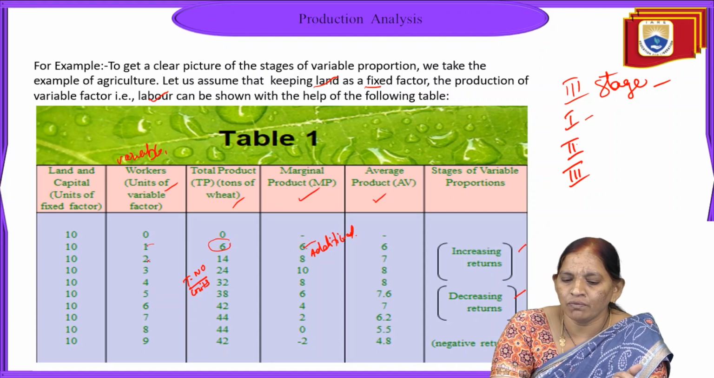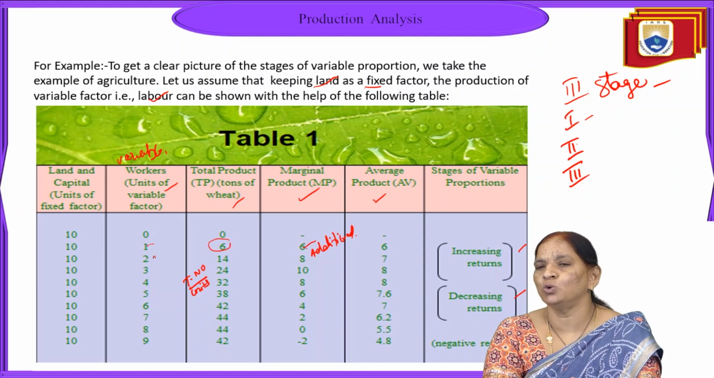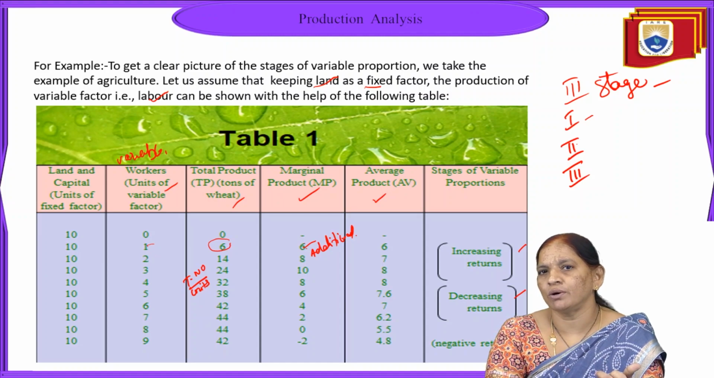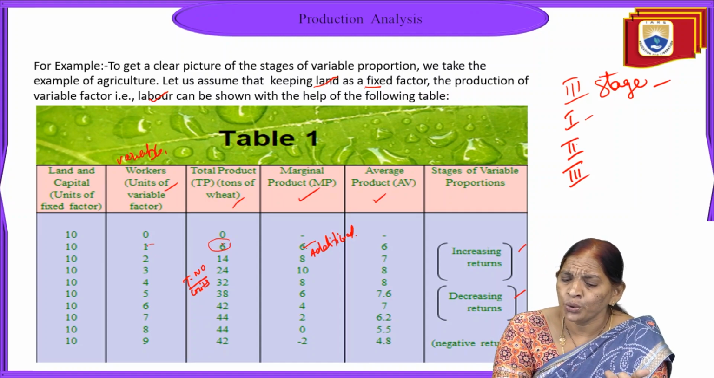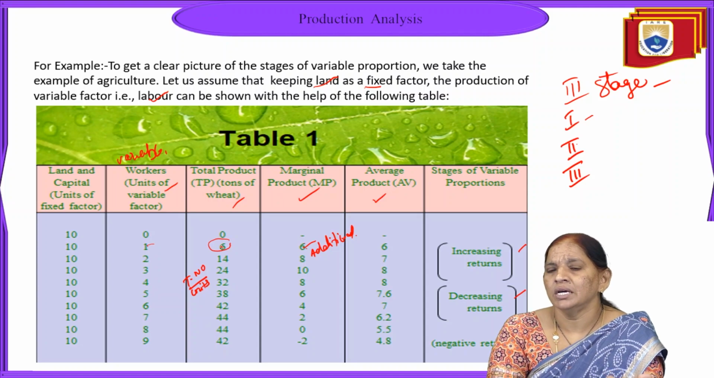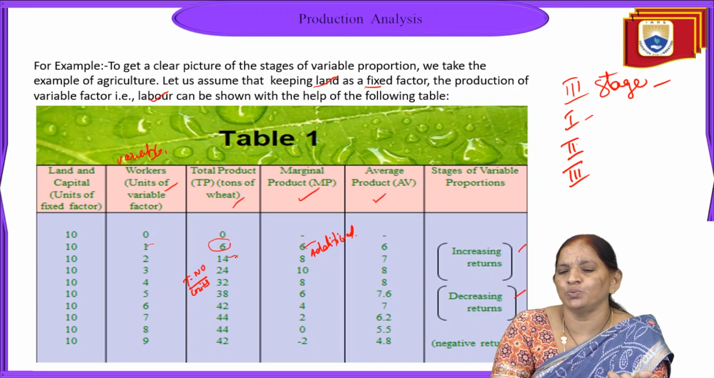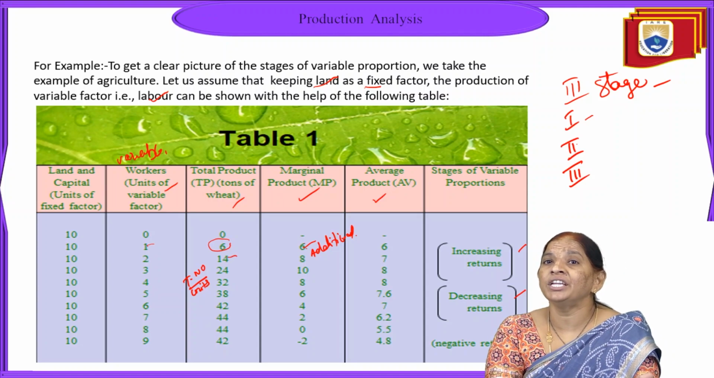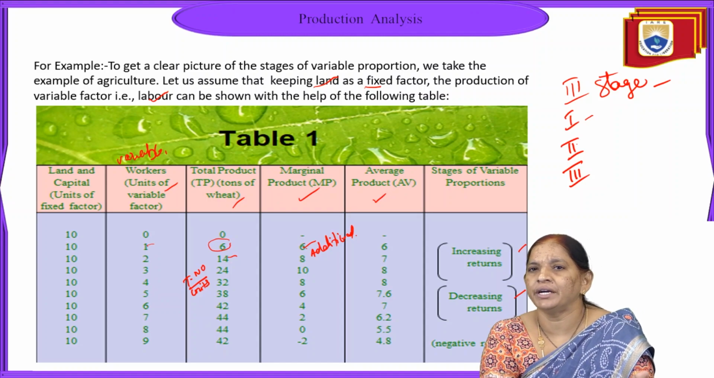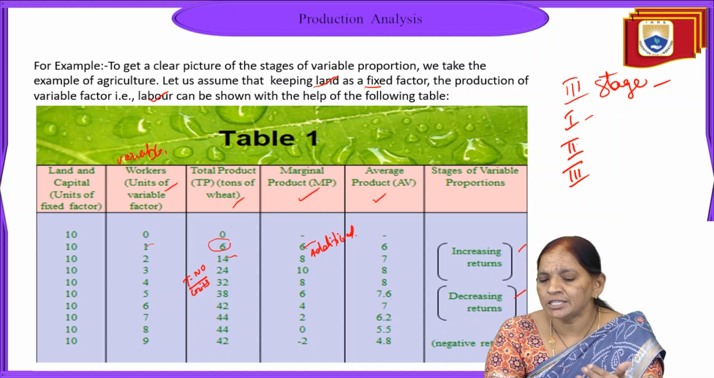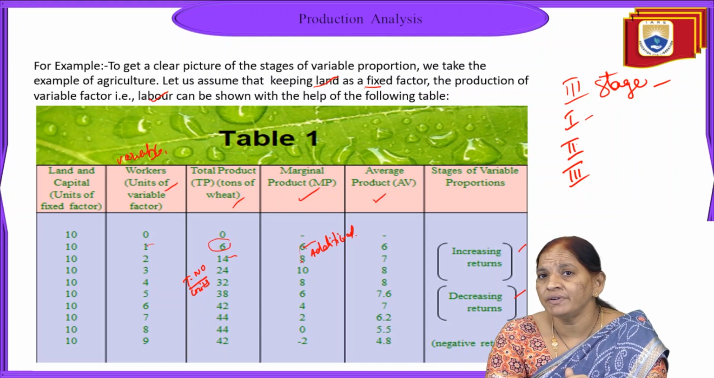Next, when I introduce another unit, that is 2 units of labor, automatically the total production increased to 14 units, or the 14 tons we have taken above. So for these 14, what sort of additional production have we gained?